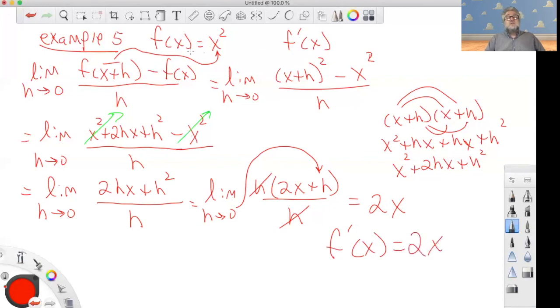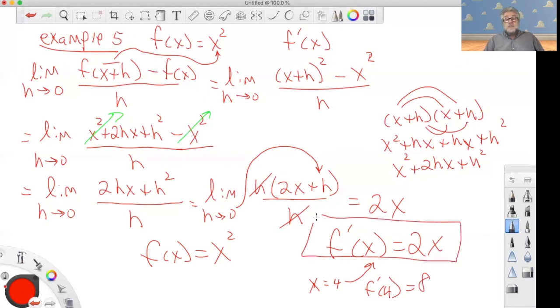This means for my function f of x, if I want to know the slope of the tangent line at any point, say x equals 4, well, I can plug it right into here. I plug 4 in, 2 times 4 is 8. So this is the derivative function for f of x equals x squared. This function tells me the slope of the tangent line at any point x.